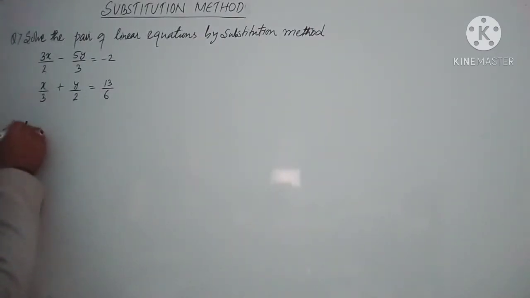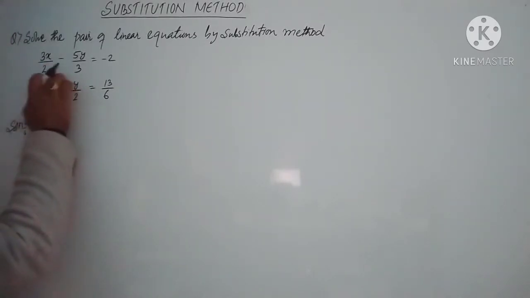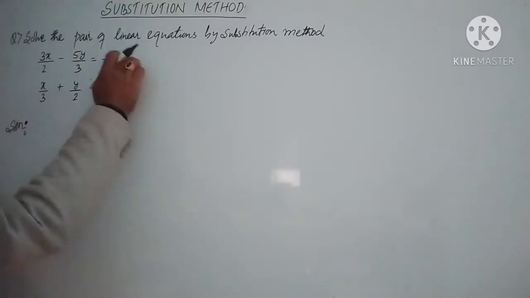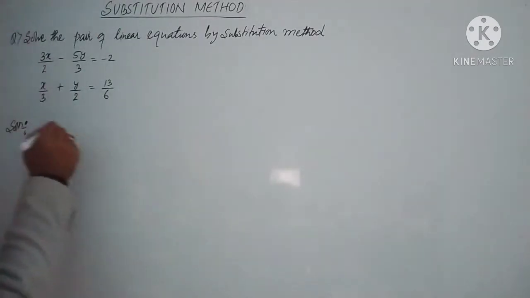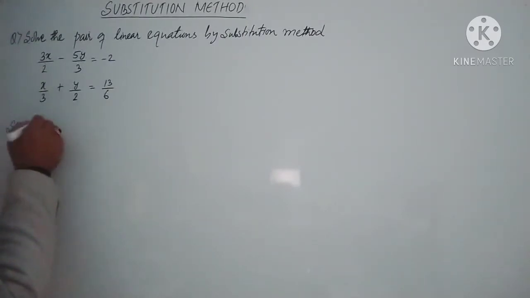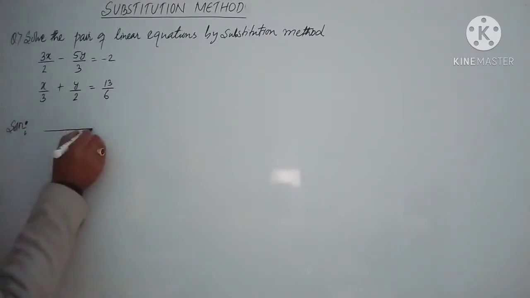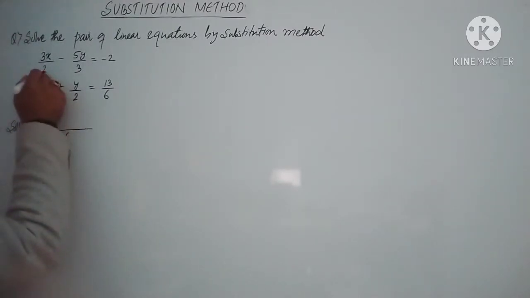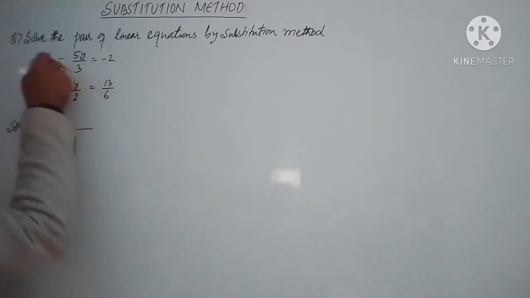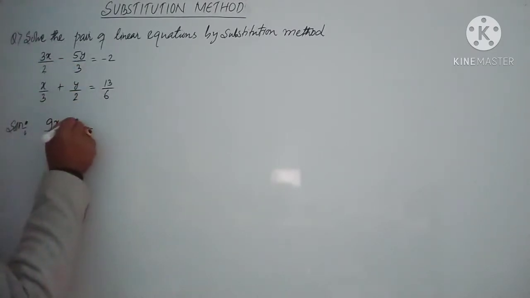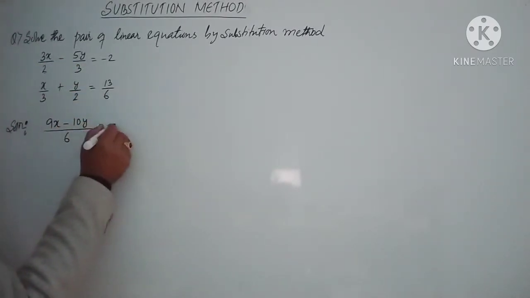So in the solution, first we have to make this equation into standard form. For making the standard form we have to take the LCM of this equation. The LCM of this equation is 6. So 2 into 3 is 6, 3 into 3 is 9x, minus 2 into 5 is 10y, equals minus 2.